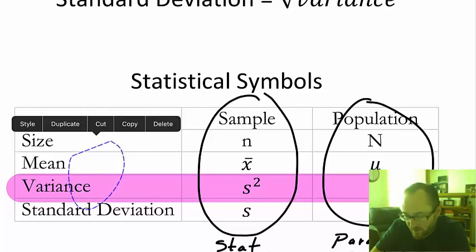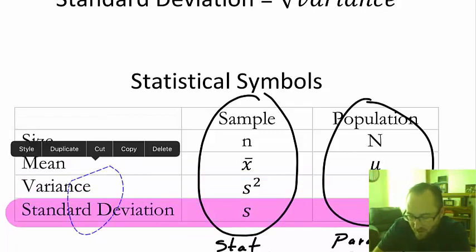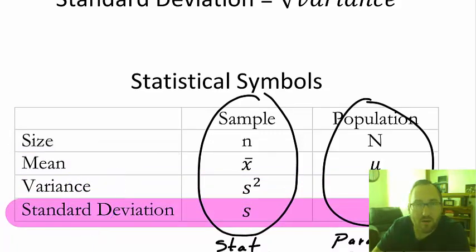Coming right next door for the parameter, sigma squared is a symbol for population variance. Again, it's easier to use the symbol rather than writing out the words population variance. The last one down here at the bottom is our sample and population standard deviation. If you take the square root of s squared, you get s, and s is a symbol for the sample standard deviation. And for the parameter, sigma alone is a symbol for the population standard deviation.